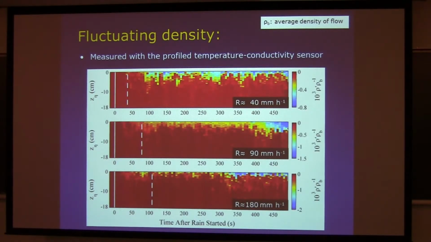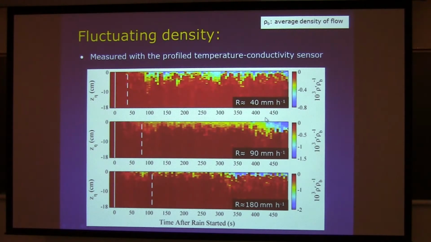So for the data, as I said, we also had that profiling temperature conductivity profiler, and that data is shown here. The z-axis shown here is z eta, so this is z referenced to the instantaneous surface. And the time axis is time after rain, where the solid bar indicates the time rain starts, and the dashed line indicates the time rain has reached a steady state. And as you notice, those change with rain rate, because it takes less time to reach a lower rain rate than it does to reach a high rain rate.